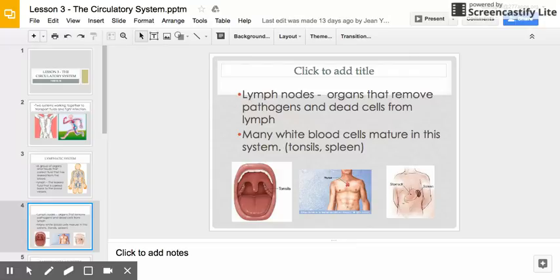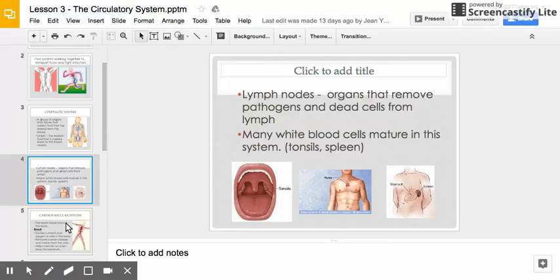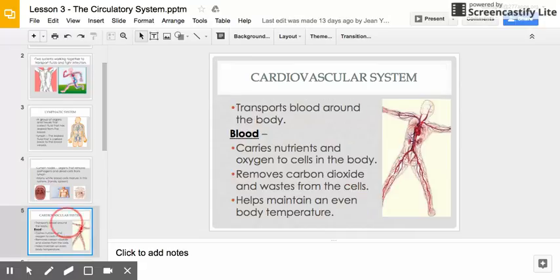White blood cells also mature in your lymphatic system, specifically in your tonsils, which are large parts of the lymphatic system that you possibly have had removed, and also your spleen, which is pictured right here. It's this sort of red organ behind the stomach. So your lymphatic system is important for filtering, and also it plays an important role in keeping you healthy.